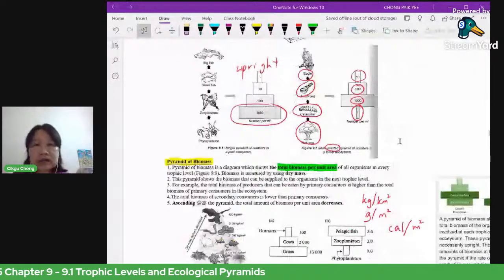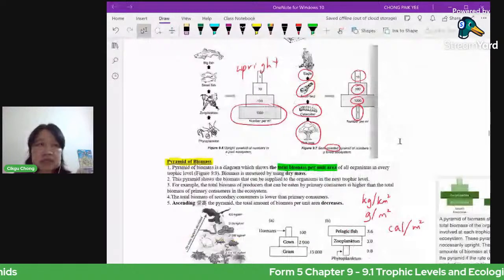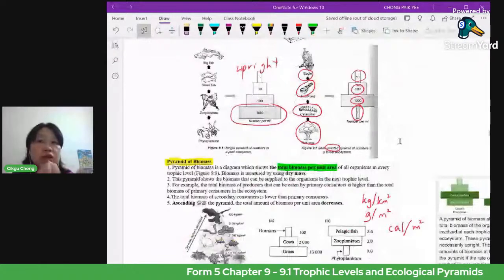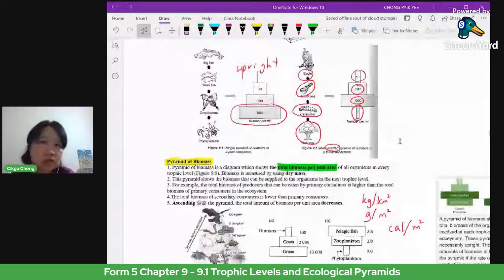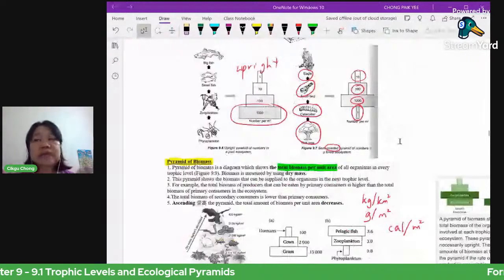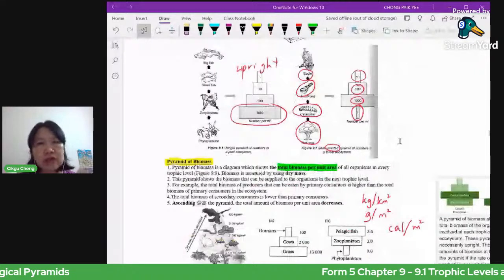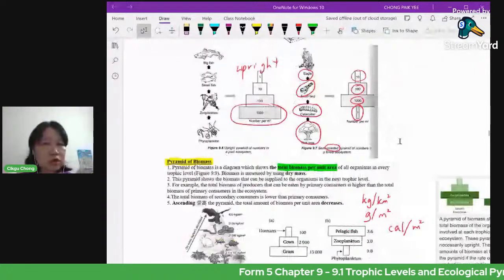Evaporate until you do not get any more water, until the mass is constant. Then you notice this is the mass of the tissue minus the water. That is biomass. So biomass gives you an accurate picture of how much tissue there is in the body, not taking the water into account. So this shows the total biomass per unit area.